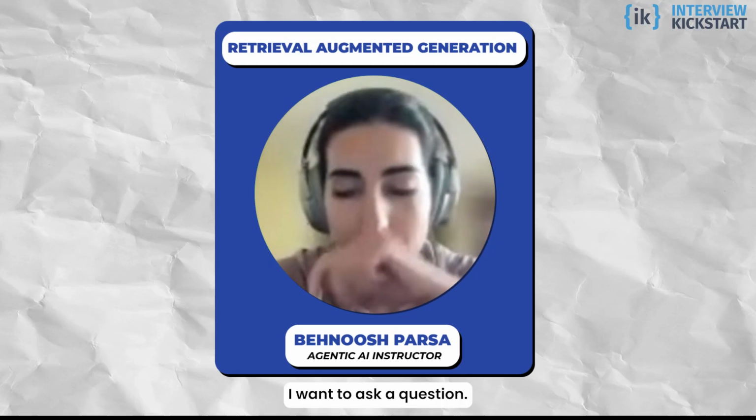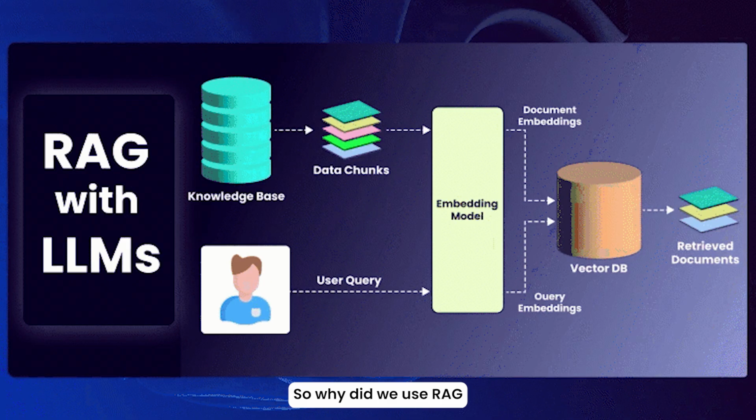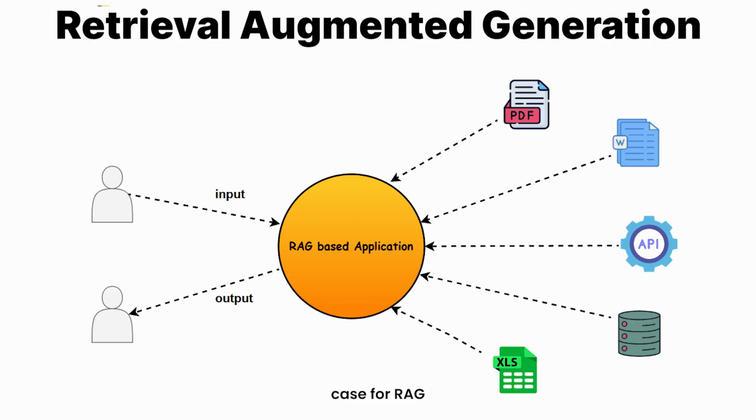I want to ask a question. Feel free to put your answer in the chat, or if you want to unmute, I will enable. So why did we use RAG? What was the use case for RAG?